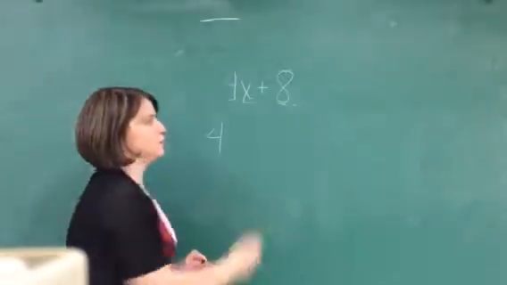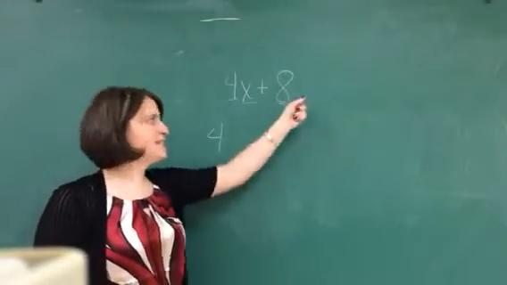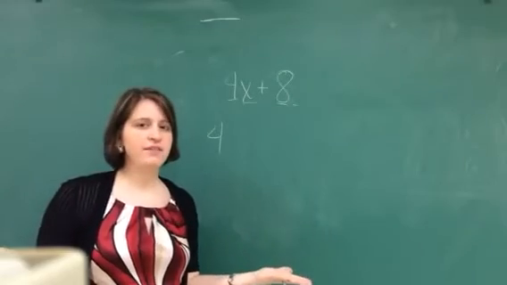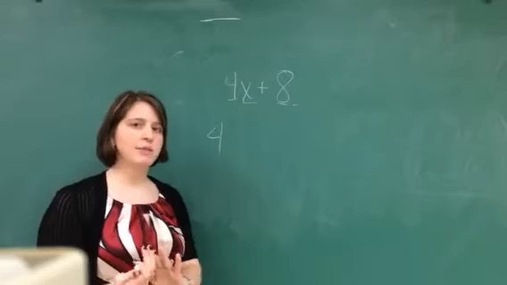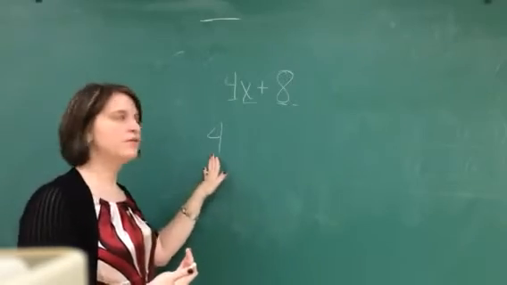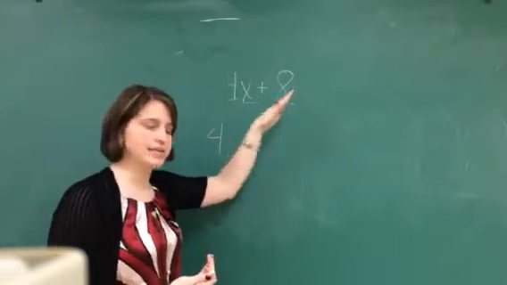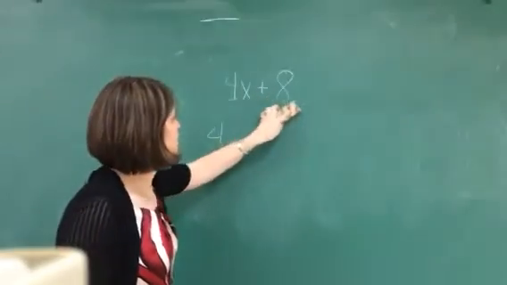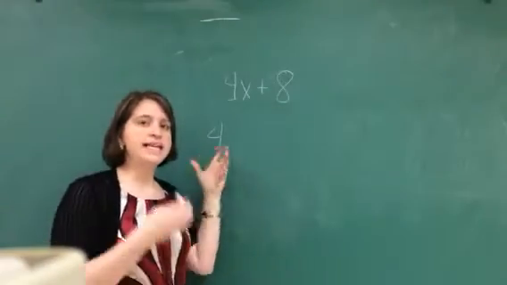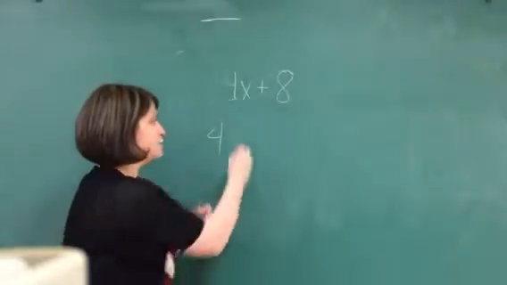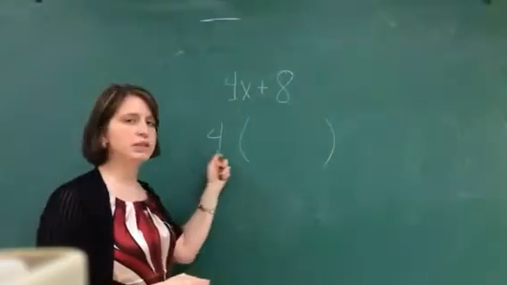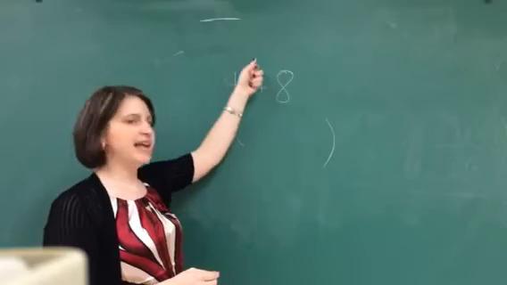Then I look at the variables. This one has an x, this one doesn't. So they don't have any variables in common, so we can't take it out. So the largest common factor we can take out is 4. 4 will go into 4x and it'll go into 8. So I know that 4 is a factor of 4x plus 8. That means now I just need to find out what I'm multiplying 4 by in order to get this.